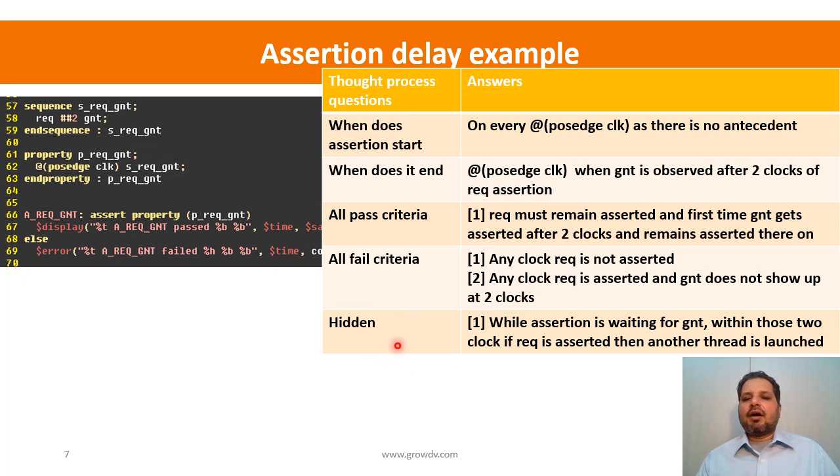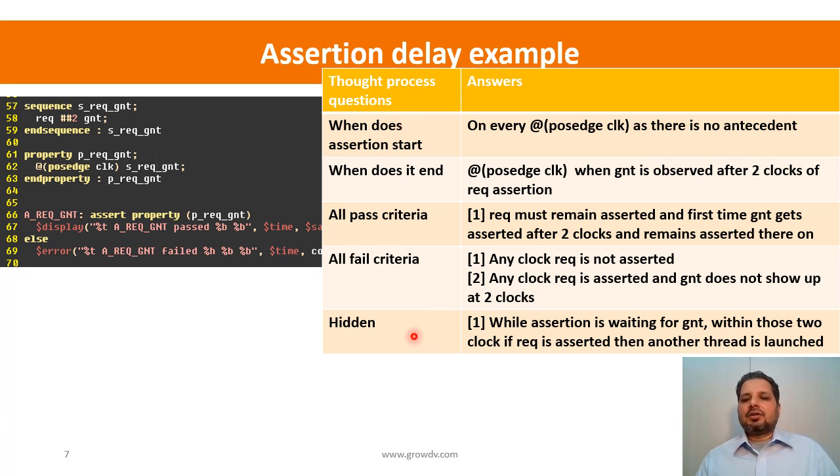Okay, and then we have briefly looked at a sort of hidden meaning, how the assertion operates. If we don't understand it properly, it looks hidden. So if the assertion is waiting for a grant, and within those 2 clock cycles the request gets asserted again, another thread of this particular property gets launched. That is one hidden aspect of it. And the second hidden aspect is, as soon as the grant comes, let's say I have 2 requests but one grant is coming in, both the threads will get satisfied. This is something you have to understand very clearly, otherwise it will remain hidden.